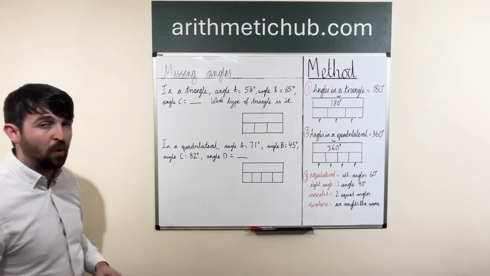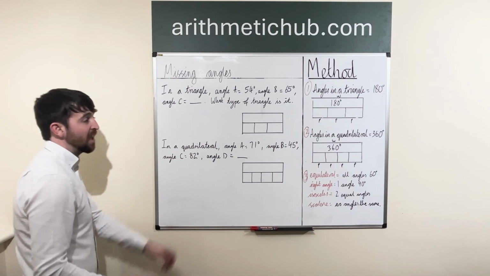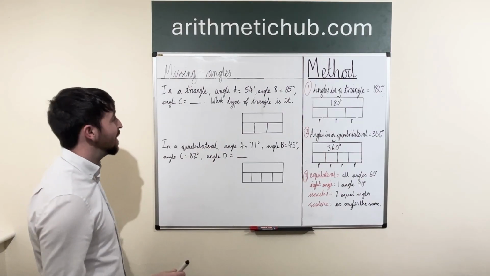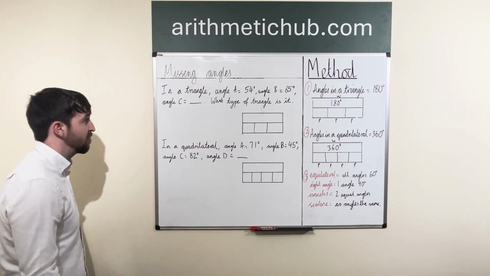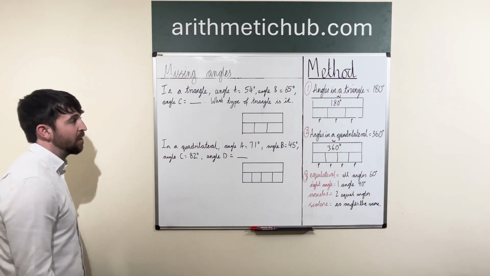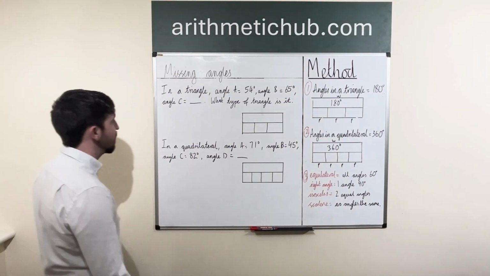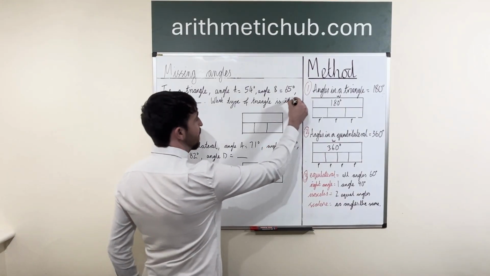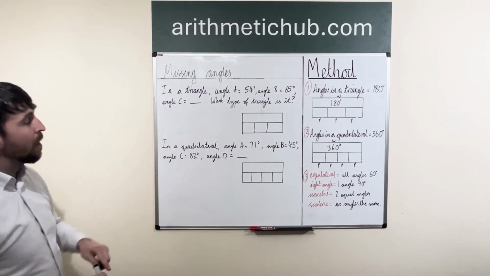So these are the types of questions that you might get for this, and you'll notice straight away that I've set it up in a bar model because I think that's probably the easiest way to think of these questions. So it says, in a triangle, angle A is 54 degrees, angle B is 65 degrees, and then angle C is a missing angle, and then what type of triangle is it? Okay, so let's have a look.